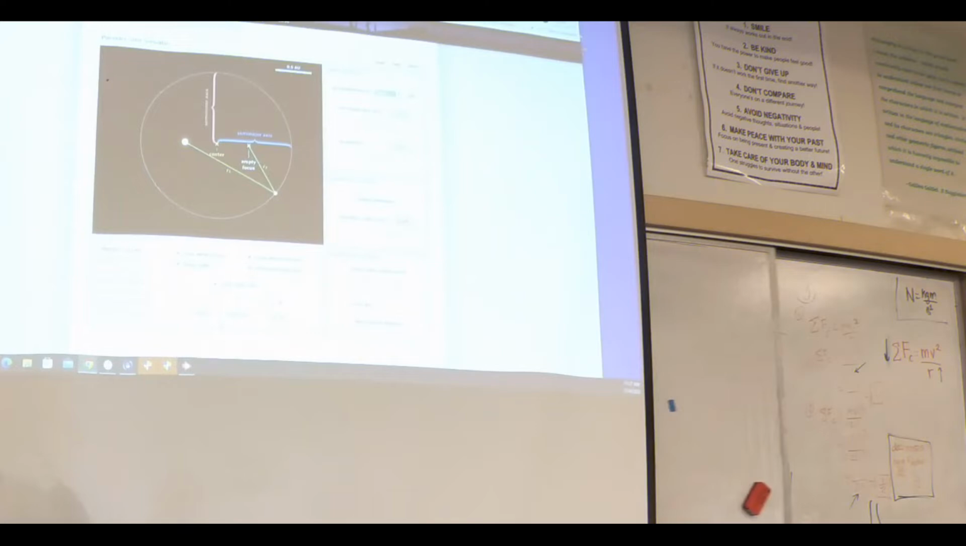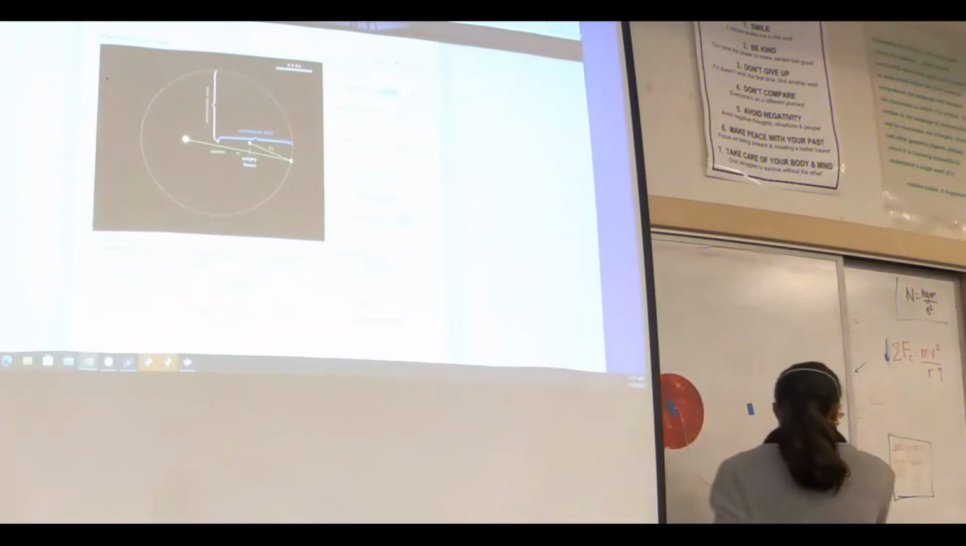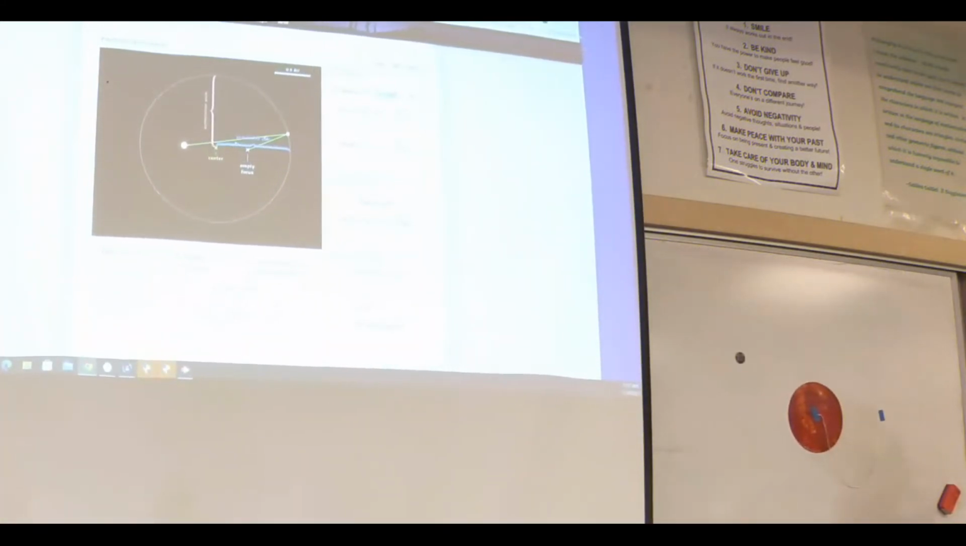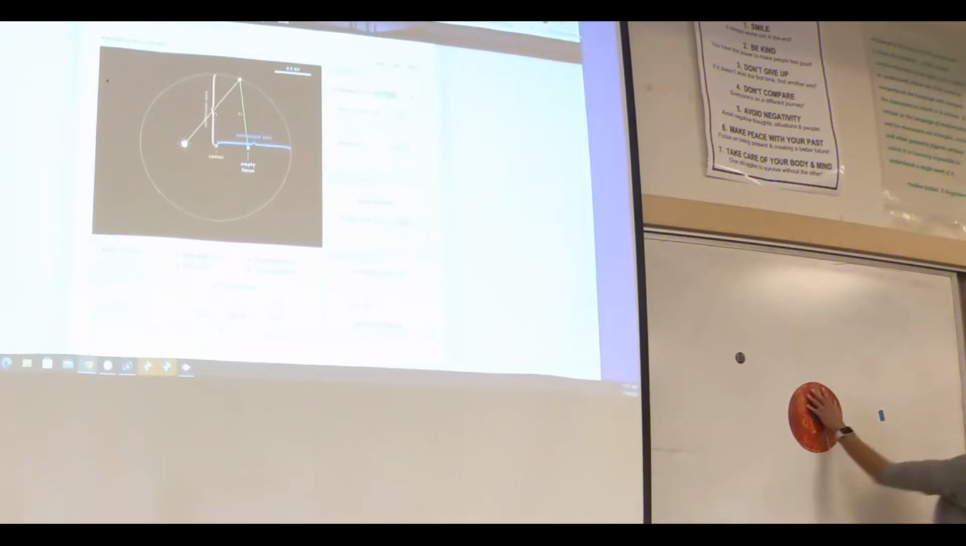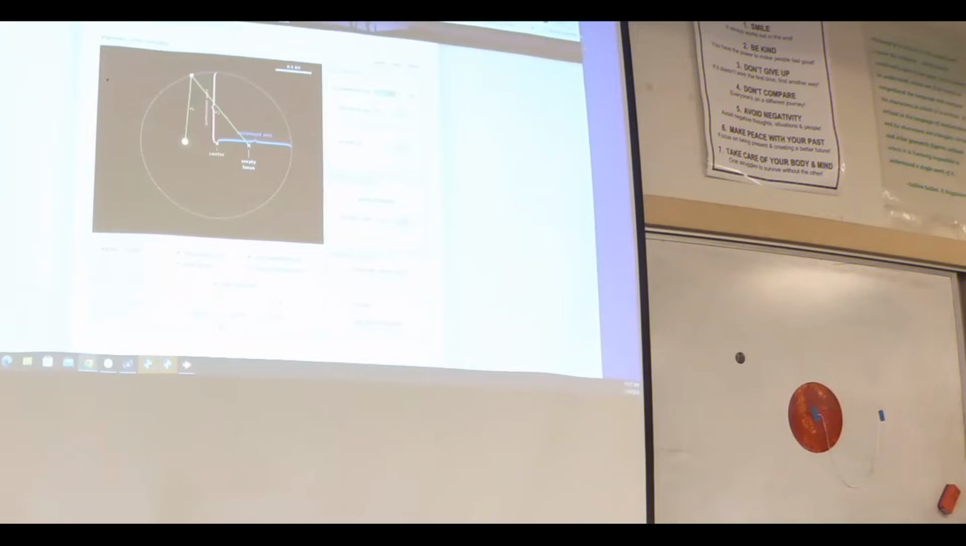So a better visual is to actually use a string to create an ellipse. This is what we do when we're in art class. I think my daughter did it in 2nd grade.